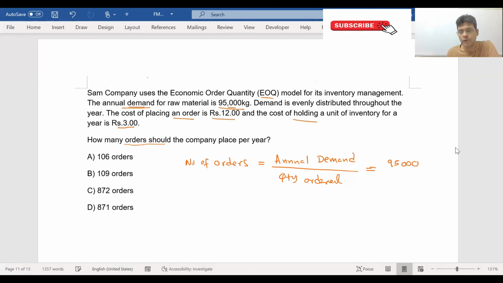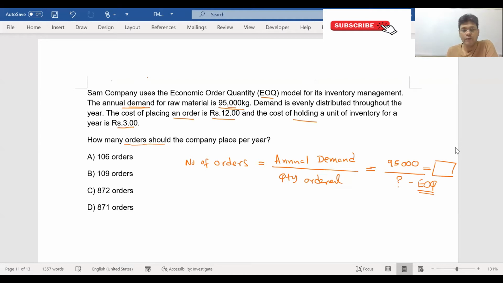Okay. So what is the quantity to be ordered? That quantity is not given. So you need to determine the quantity, which is the economic order quantity. If you can identify the economic order quantity, since you are given the annual demand, you can easily identify the number of orders to be placed.